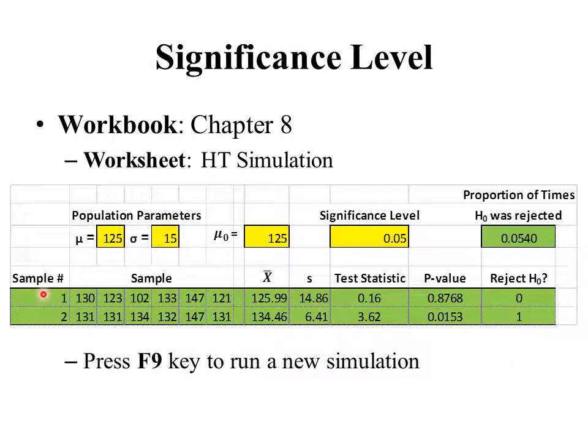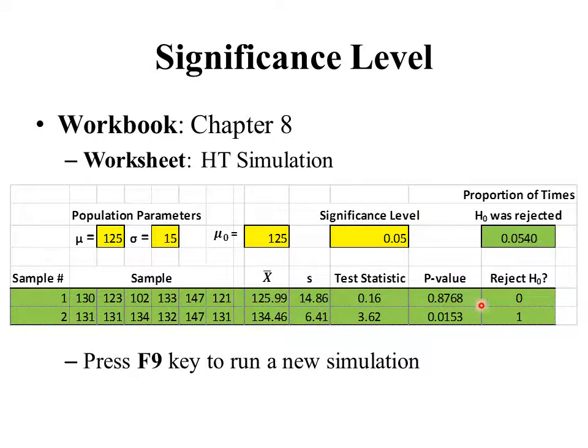Now this simulation simulates selecting a sample of 6 people, measuring the blood pressure of each. It calculates the sample mean, the sample standard deviation, and then it calculates the test statistic for our hypothesis test, and then the p-value. And then based on that p-value and the significance level, it determines do we reject the null hypothesis or do not.